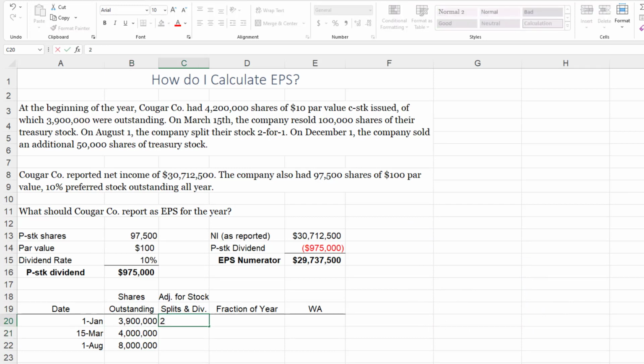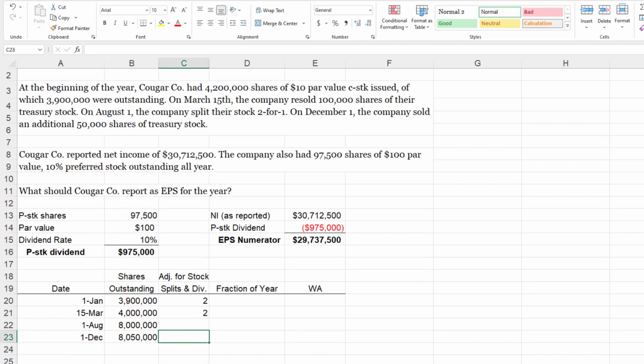If that had happened on January 1st, I would have had double the number of shares there. I would have had double the number of shares on March 15th. And then I won't do it again on August 1st because I've already made that adjustment. So now let's do December 1st, which is the last day. And on that last day, I issued a new 50,000 shares. And again, I won't adjust that one for stock splits and dividends because I'd already adjusted for it on August 1st.